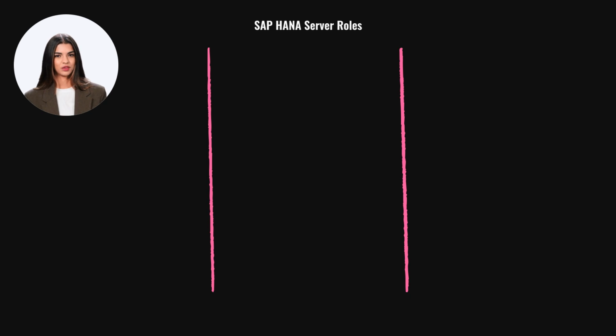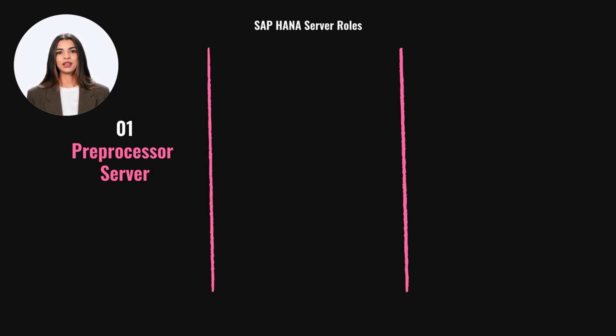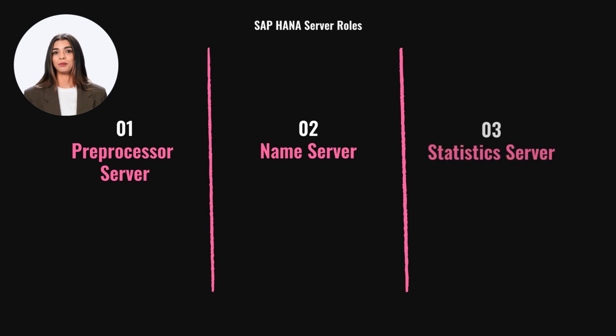The preprocessor server in SAP HANA is crucial for text analysis, extracting data during searches. The name server manages system landscape details, ensuring efficient data location tracking. Meanwhile, the statistics server gathers performance and resource data vital for monitoring system health and optimizing operations.